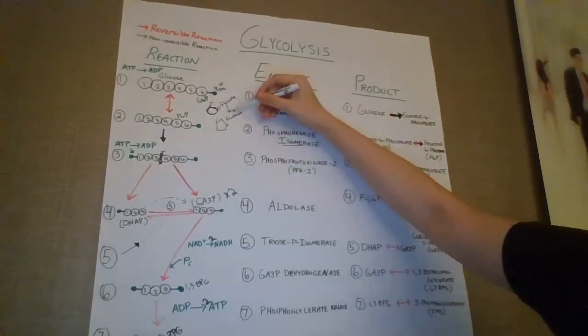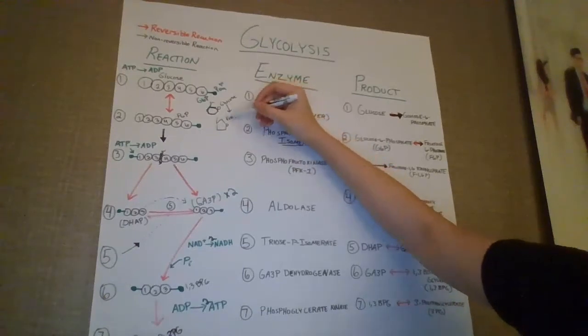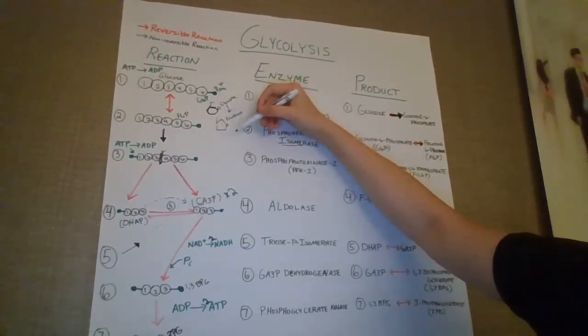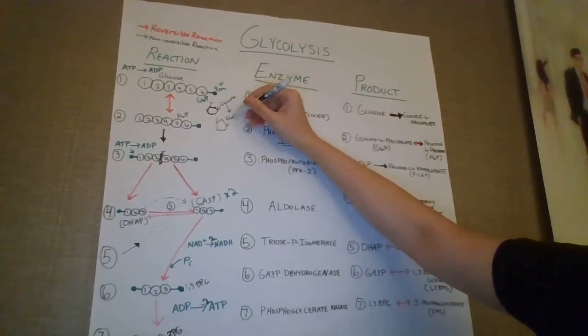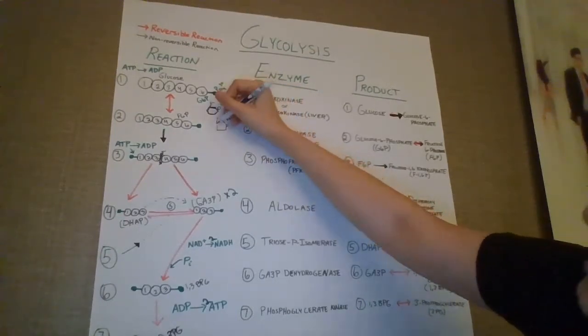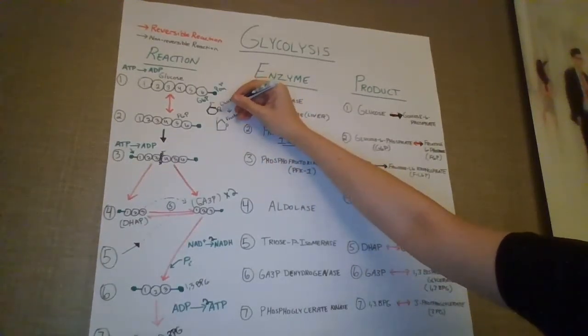And what we're going to do is convert it into a different shape, still with 6 carbons overall, same chemical formula, but now it's going to have the shape of a fructose, which is more like a pentagon or a house shape sugar. Okay, so we're going from this shape to this shape.